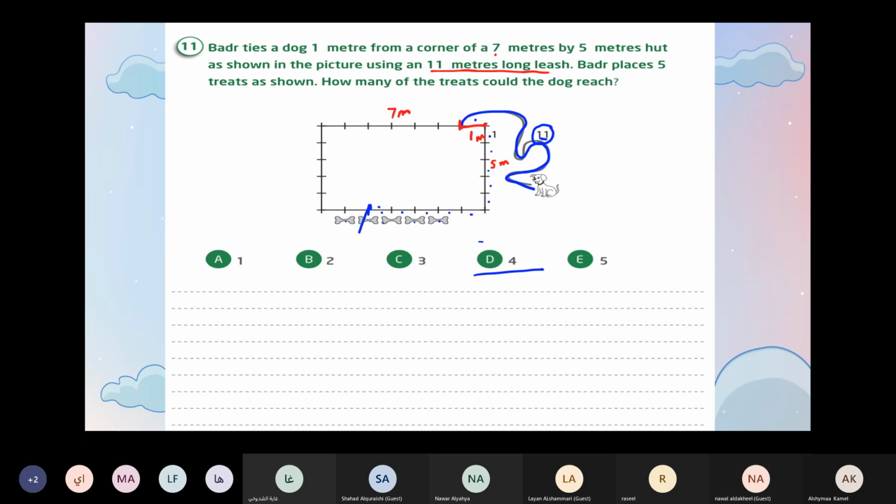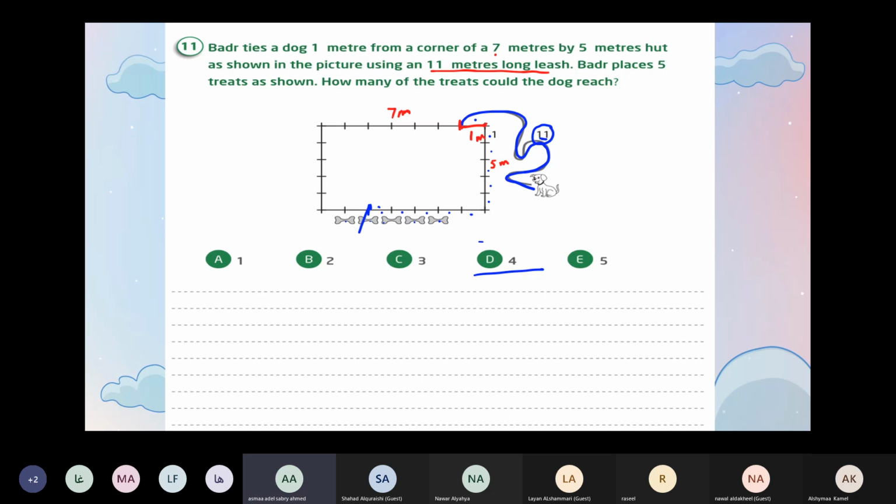Teacher, can I tell you the second way? Tell me the second way, but first, what's your name? Jana. Okay, Jana. What is the second way? Here, the dog moves 1 meter, then 5, then 1. Now it's 7, and he needs to go 5 again to finish his 11 meter leash, right?